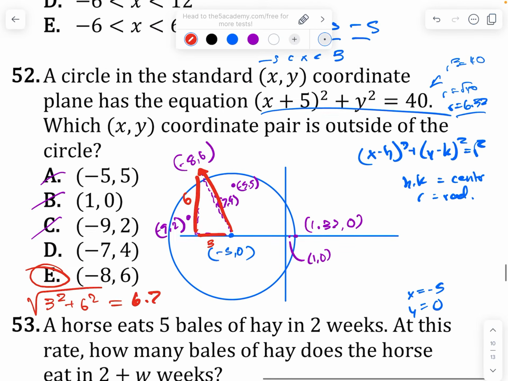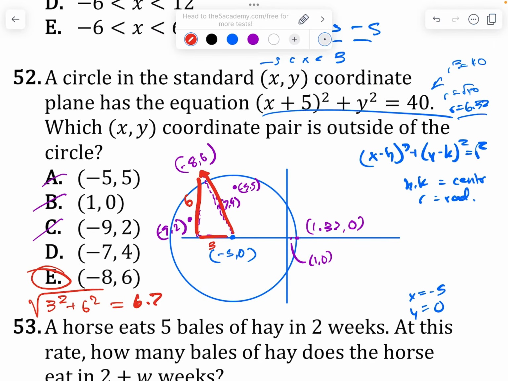So typical distance formula problem. You could, in theory, do the distance formula for each of these points and solve it, but it would get a little difficult.